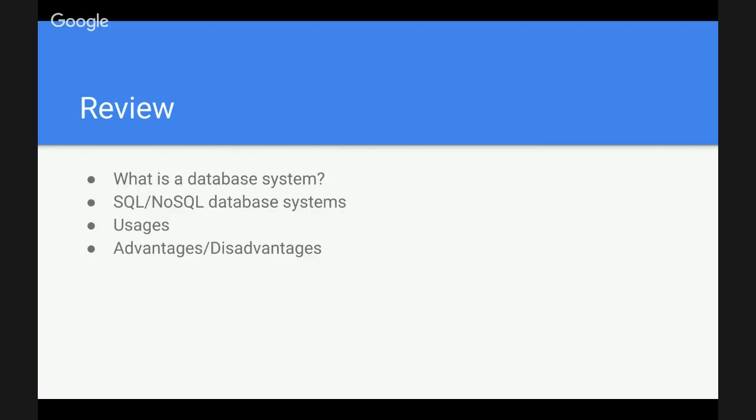As we draw near a close, I will quickly recap what we covered in this presentation. First, we defined what a database management system is. We differentiated the two different types of database systems, SQL and NoSQL. We described their usages, and we finally capped it off by discussing their advantages and disadvantages.